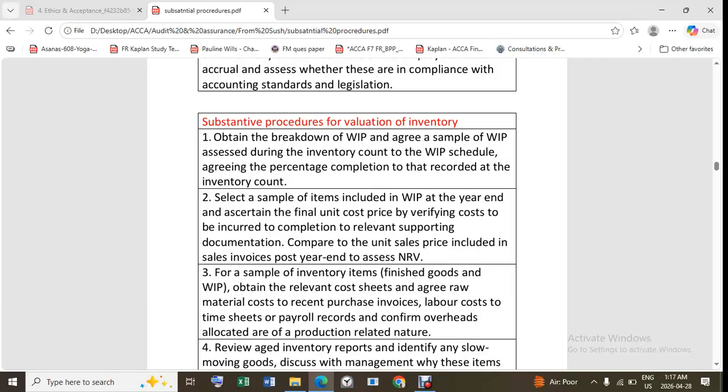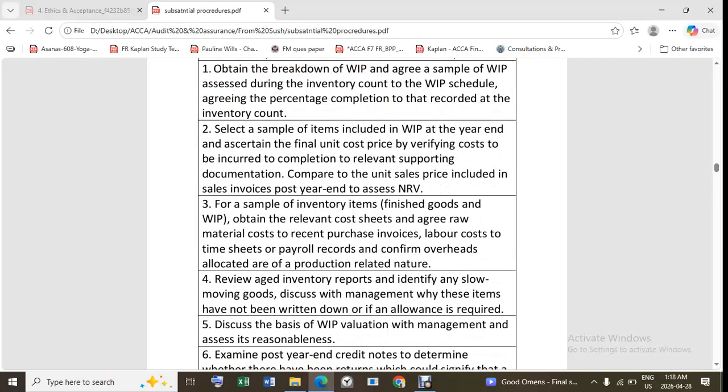While auditing, we have to check whether it is as per IAS 2, or every country has its own accounting standard, or it follows some accounting standard, and whether it is matching that accounting standard or not. We have to check that. Okay, select a sample of items included in WIP at the year end, and ascertain the final unit cost price by verifying cost to be incurred to completion to relevant supporting documentation. Compare to the unit sales price, including it in sales invoice post year end to assess NRV.